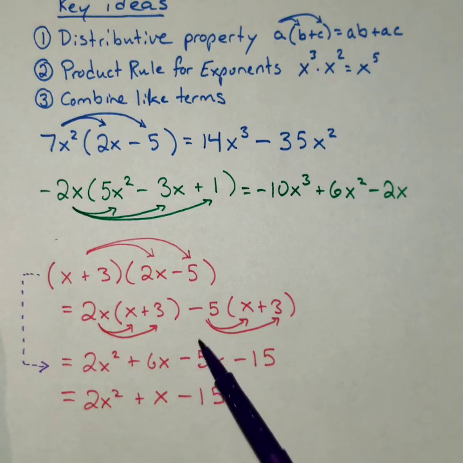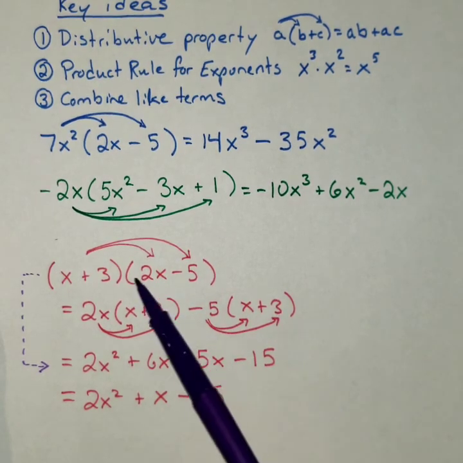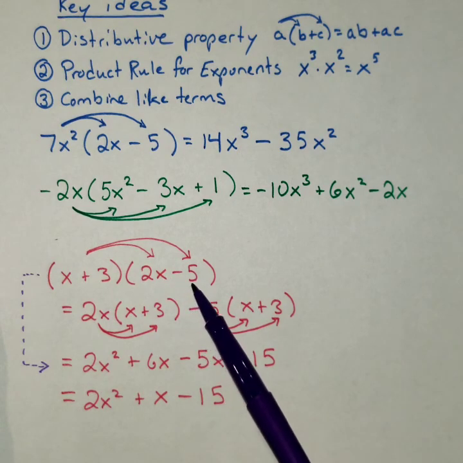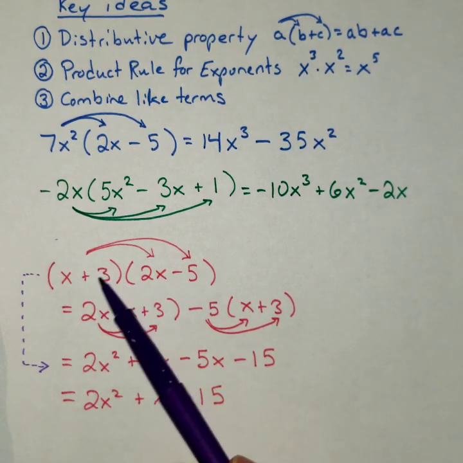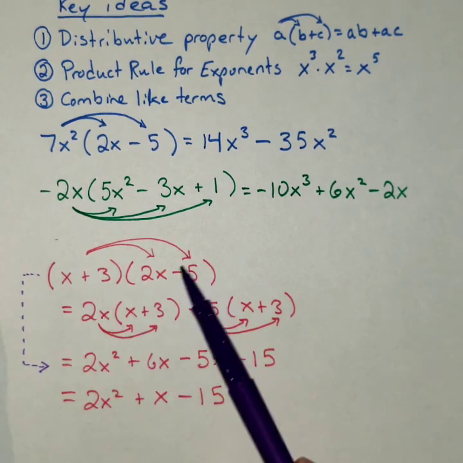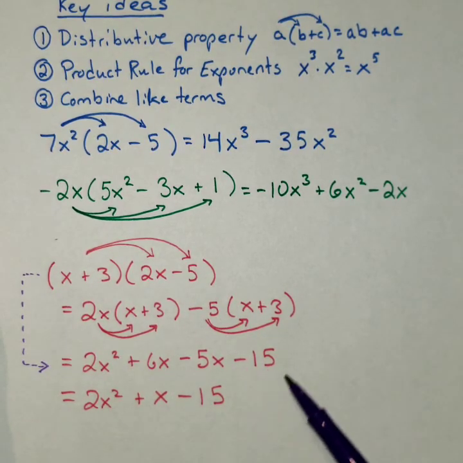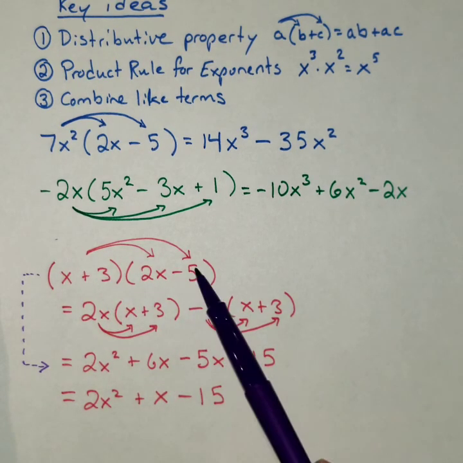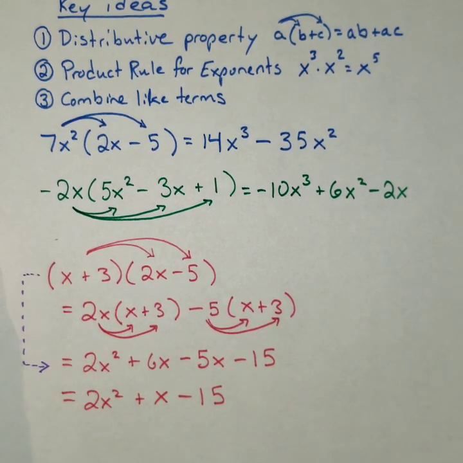The minus 5x is the product of minus 5 and 3. No, I'm sorry, minus 5 and x. That's the last, wait a minute. No, sorry. Minus 5 and x. Those are the outer two terms. And then the minus 15 comes from the 3 and the minus 5. Those are the last two terms.